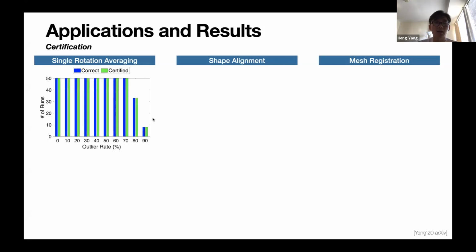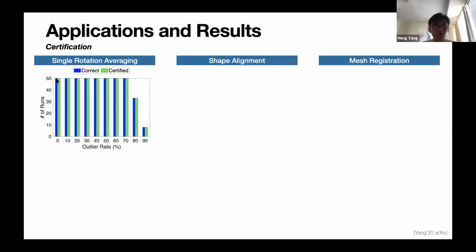So in this case, I'm showing results in two bars of different colors. In the blue bar, I'm showing results from running GNC. Since these are synthetic datasets, I know which ones are actually the global optimal solution. So these blue bars showcase that, empirically, if I run random runs 50 times, how many times do GNC or RANSAC give me the correct solution, the global optimal solution? And then the green bar shows, for each of these solutions, whether I can certify them as correct or incorrect.